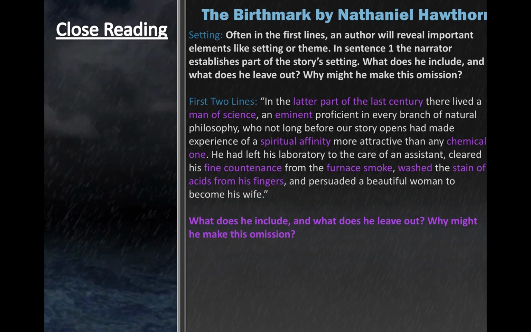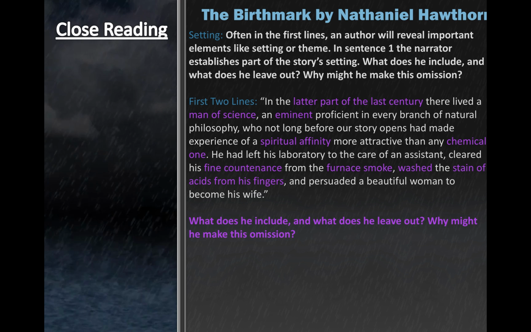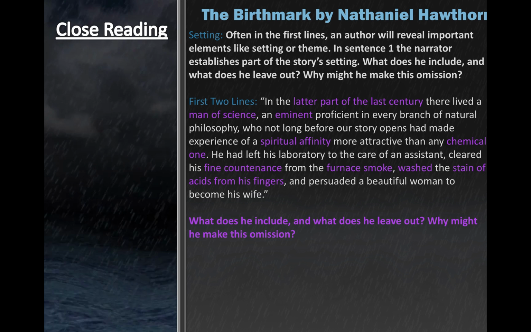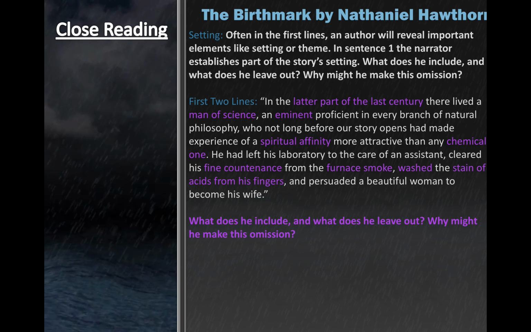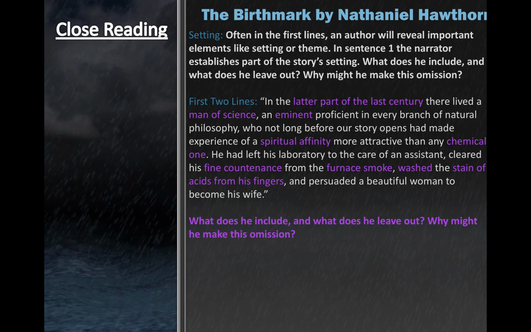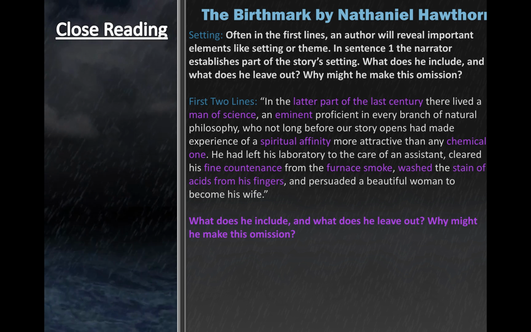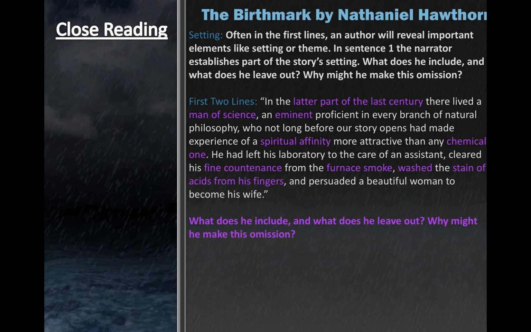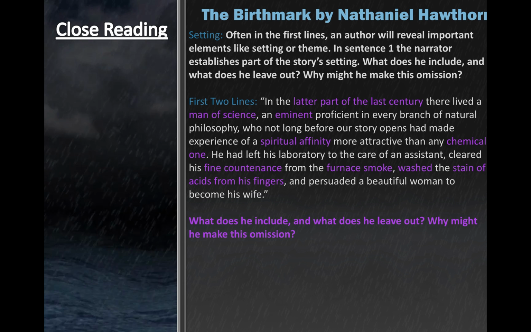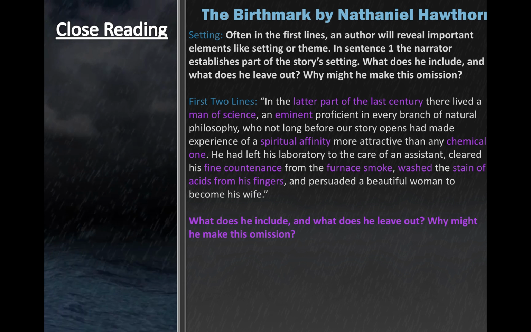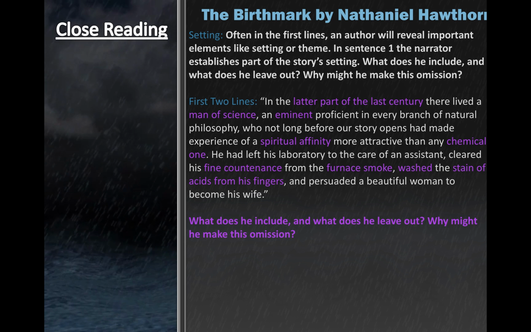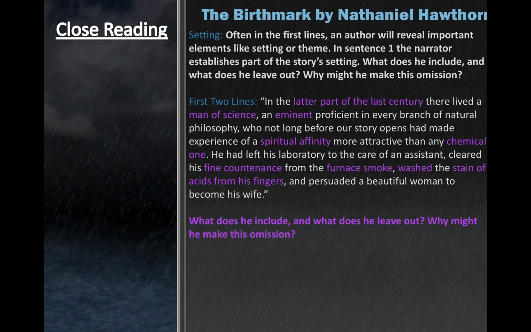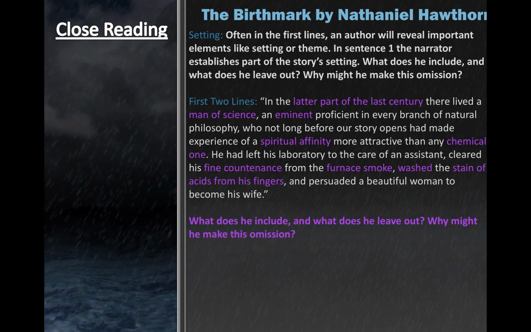So often in the first lines of a text, an author will reveal the important elements like setting or theme. In short stories, this is especially true. And so in here, Hawthorne doesn't hide this stuff. He is very upfront, very obvious. He does not like to make it hard to interpret. So as I read this, what you can see in purple is what I marked as the important words, or words that struck me as important.